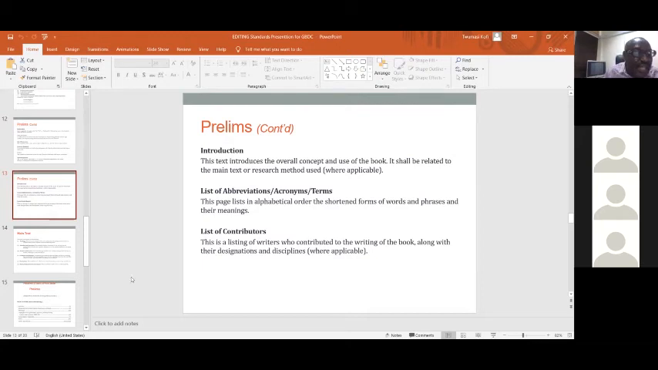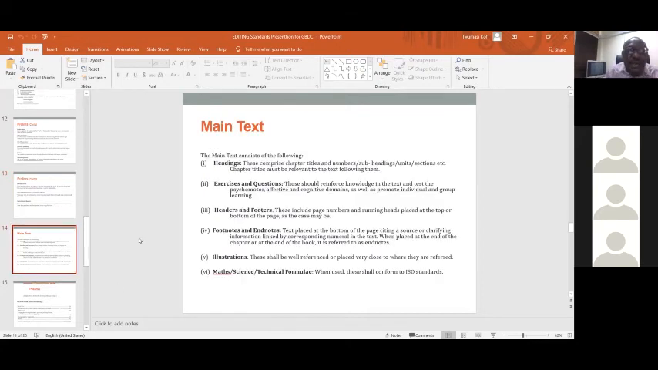Now, we'll now zoom in on the main text. After having finished with the prelims, now we are tackling the main text. The main text consists of the following. We have headings, and when we talk about headings, we're talking about the chapter titles and the sub-chapter number, the subheadings, the units or sections. Chapter titles must be relevant to the text following them. In other words, make sure that you do your headings properly.